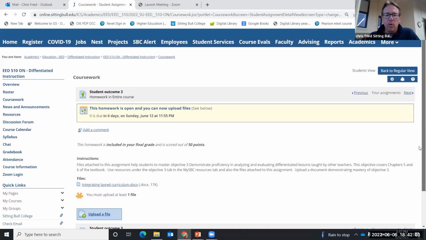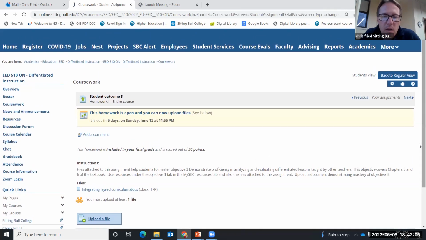Okay, I'm gonna pull this one up. Outcome 3. This one talks about analyzing and evaluating differentiated lessons taught by other teachers. Obviously, you're not going to observe somebody in the classroom teaching, but looking at other lesson plans, other components, strategies, those types of things. So this kind of covers chapters 5 and 6 in the textbook a little bit, right?